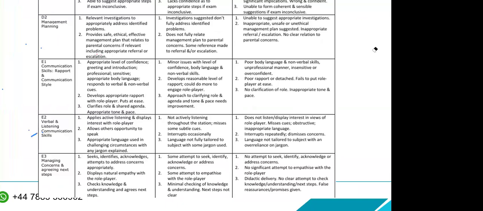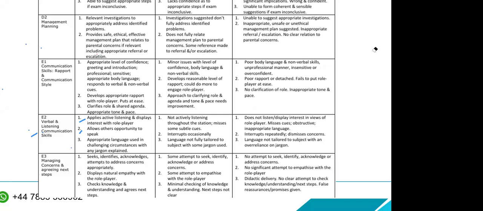Then the other skill is verbal and listening communication skill. This means that in the history station, in the development station, when the role player is telling you something, you are actively listening, you display interest, you allow others the opportunity to speak. Like in the communication station, you are not just speaking and speaking like I'm speaking right now. It means that you are letting other people speak as well.